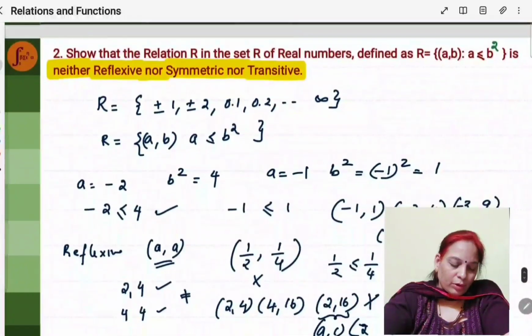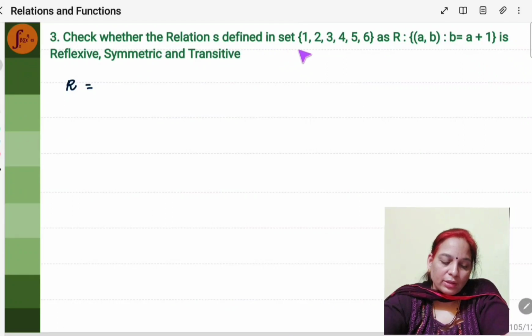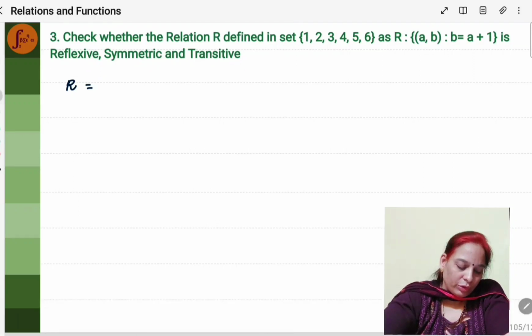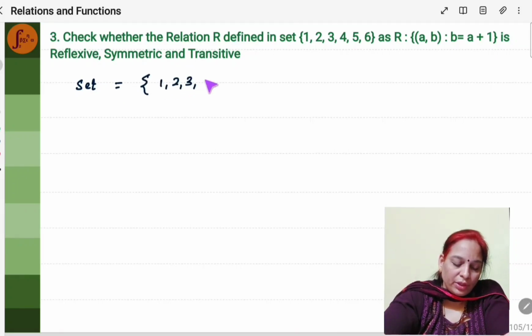Now we'll go to the next problem. Check whether the relation defined in the set 1, 2, 3, 4, 5, 6 as R, where the second element B is 1 greater than A, that is B is A plus 1, is reflexive, symmetric and transitive. First, we should write the set. What is the set given? The set given is 1, 2, 3, 4, 5, 6. This is a set. And what is the relation?